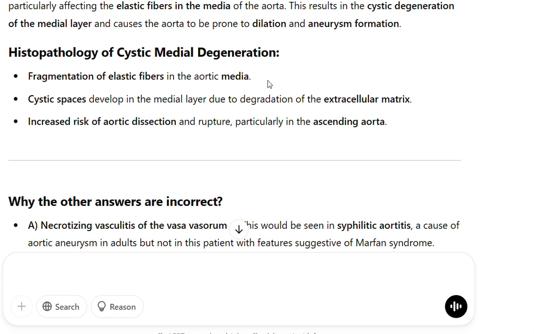Histopathology of cystic medial degeneration: fragmentation of elastic fibers in the aortic media. Cystic spaces develop in the medial layer due to degradation of the extracellular matrix. Increased risk of aortic dissection and rupture, particularly in the ascending aorta.